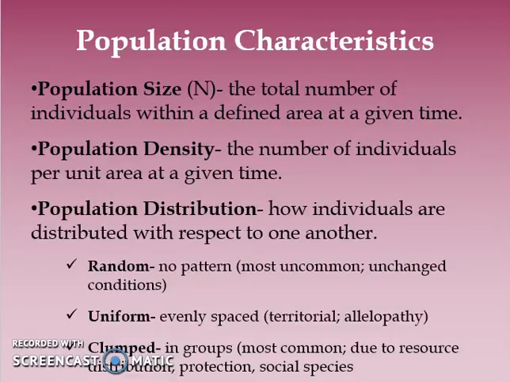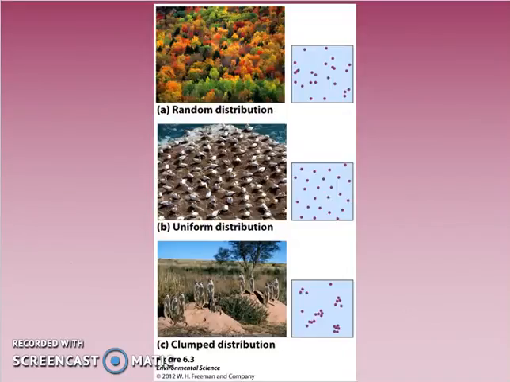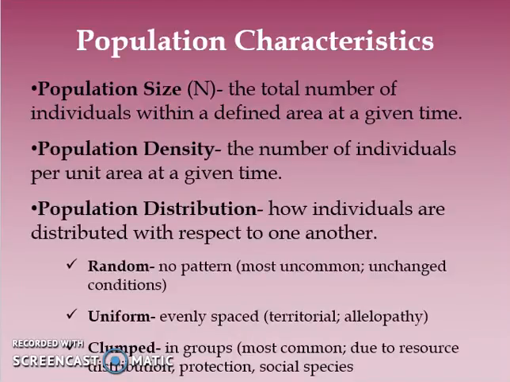Population density is the number of animals or organisms per unit area. And we'll talk about that. Population distribution, how they are distributed. There are 3 different patterns. They are clumped, random, and uniform. Random is the least seen, clumped is the most common, and uniform is seen every once in a while. Random, there's no pattern. It is the most uncommon because basically that says that everything's equal everywhere, and that's not the way things occur.